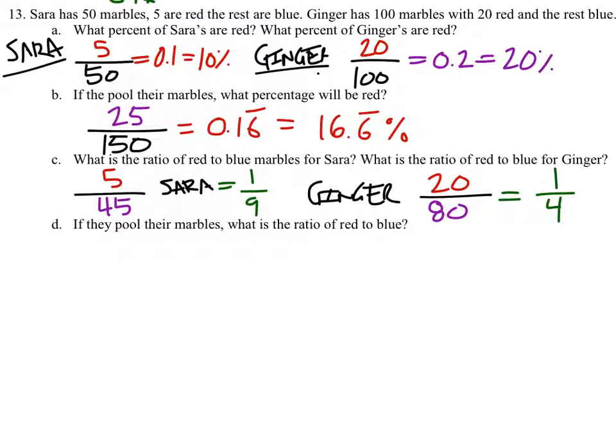Now, if they pool their marbles, what is the ratio of red to the other color? So 5 and 20, we still got 25 total red. And then if we combine the others, 80 and 45, 125. Which again, if we simplify, would be 1/5. Bam.